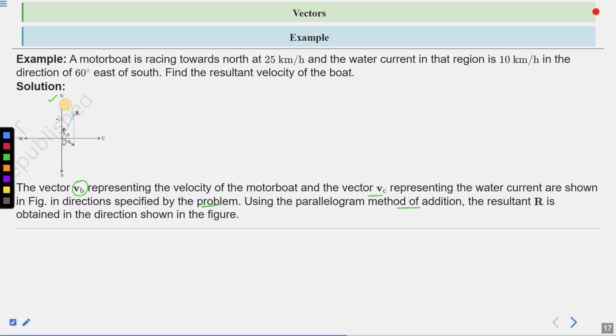So according to the question, the motorboat is in the north direction, and the second one is from east to south, 60 degree east of south. So the resultant will be R.